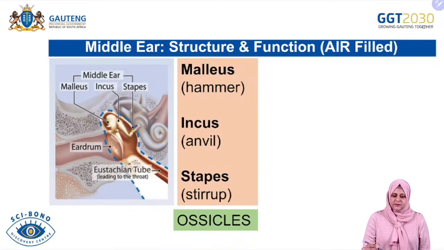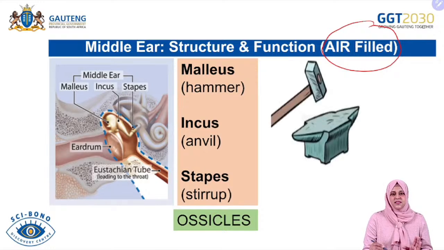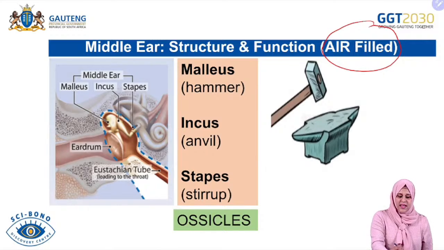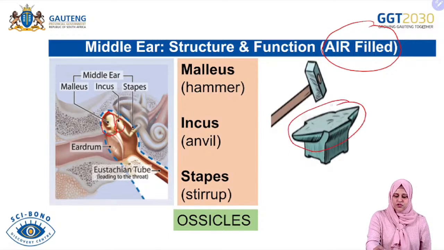Right, now the middle ear. The middle ear is also air-filled. It is made up of three tiny bones called the hammer, anvil, and stirrup. They are named according to their shape. We use the words malleus, incus, and stapes because those are the Latin words, right? The first one, the hammer, looks a bit like a hammer. Then we have the anvil, which is the structure where you forge metal.